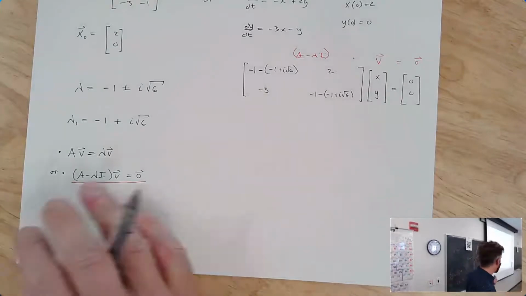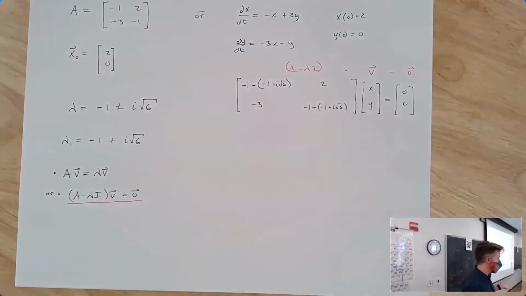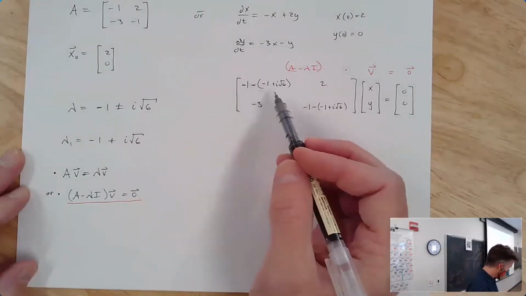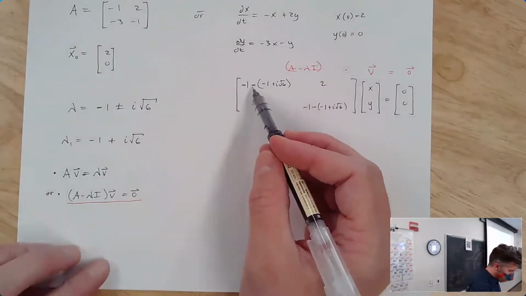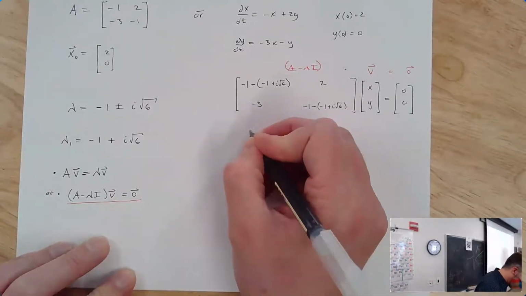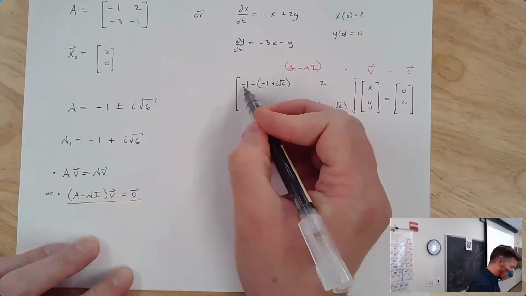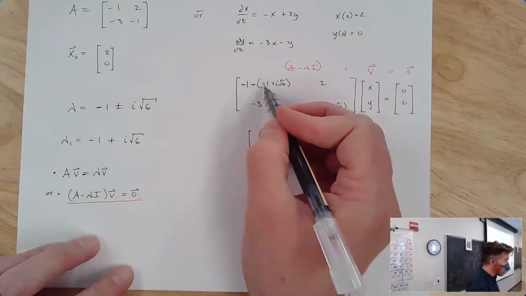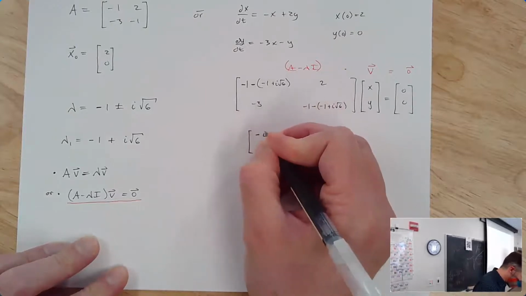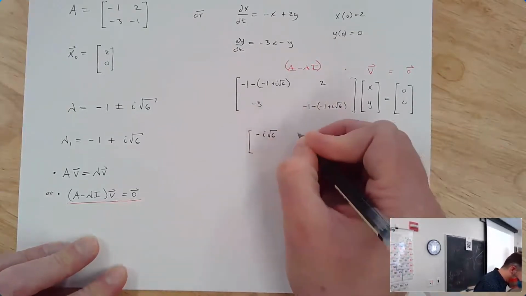And again, just like before, we're going to use one row, usually the first row. If you look at this first row, it actually simplifies pretty nicely. I could do a little bit of work before I write this out and observe that -1 minus -1 is 0, and then minus i root 6 is minus i root 6. So this actually does simplify a little bit to the following matrix.